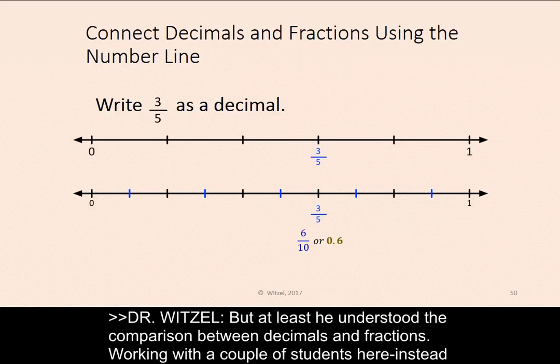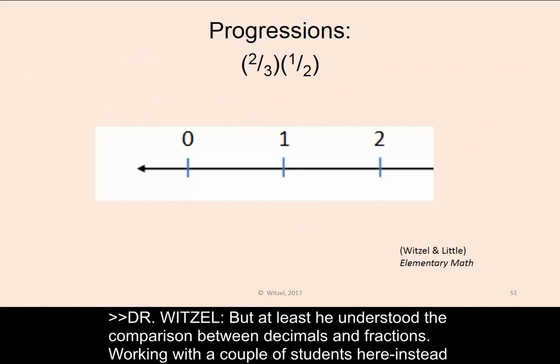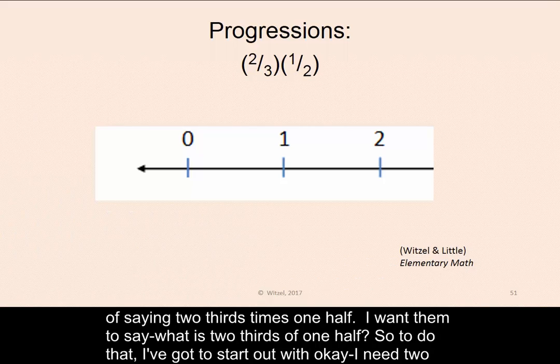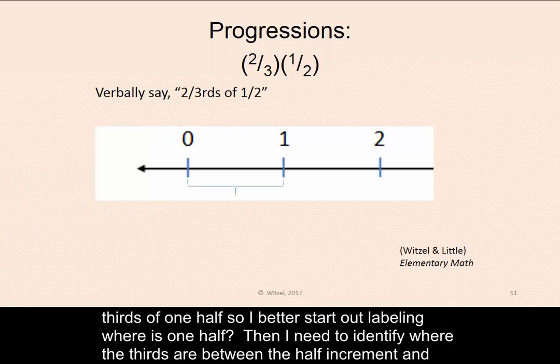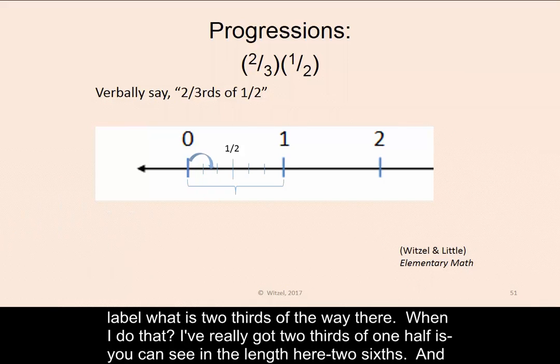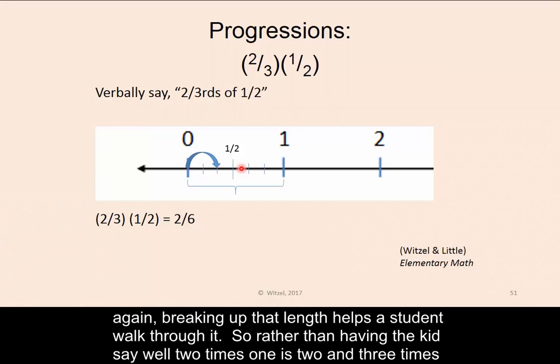Working with a couple students here. Instead of saying 2/3 times 1/2, I want them to say, what is 2/3 of 1/2? So to do that, I need 2/3 of 1/2, so I better start out labeling where is 1/2. Then I need to identify where the thirds are between the half increment and label what is 2/3 of the way there. When I do that, I really got 2/3 of 1/2 is, you can see in the length here, 2/6. But again, breaking up that length helps the student walk through it.